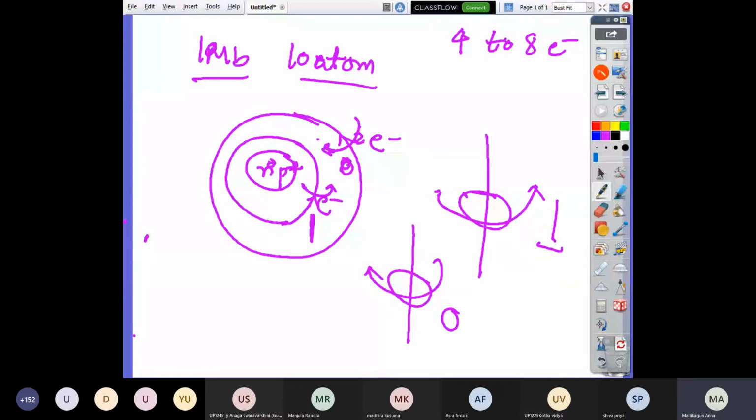This electron spin I am going to show you by sharing my computer.